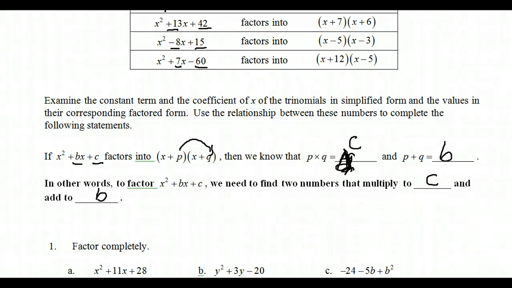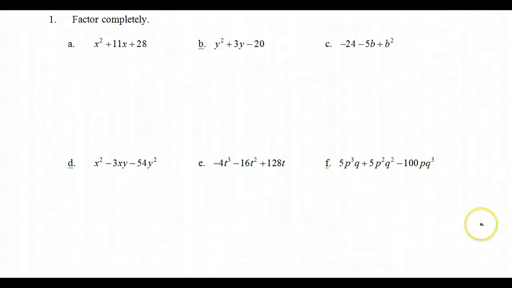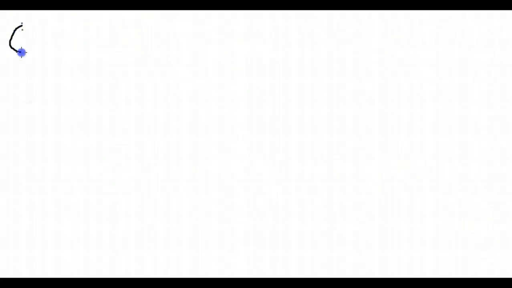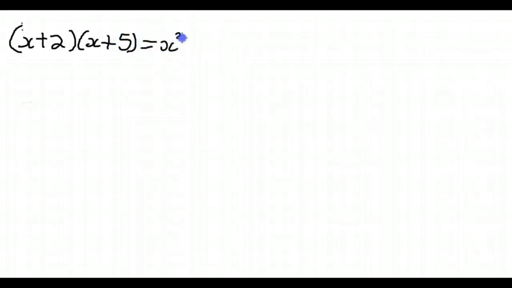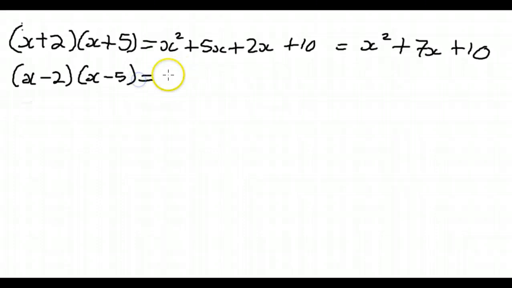So now we're going to factor these. But before we do, I just want to stop and look at something else. When I factor, I look for a pattern of signs, that is the pluses and the minuses. So let's take this, expand this, we get x squared plus 5x plus 2x plus 10, which is x squared plus 7x plus 10. Now, let's do the exact same thing with minus signs. So it'll be x squared minus 5x minus 2x, but still plus 10.